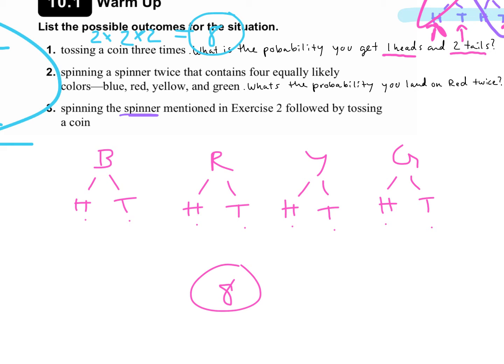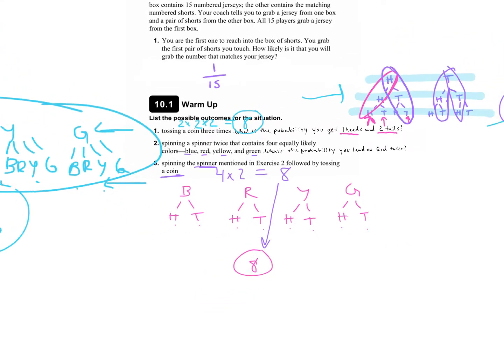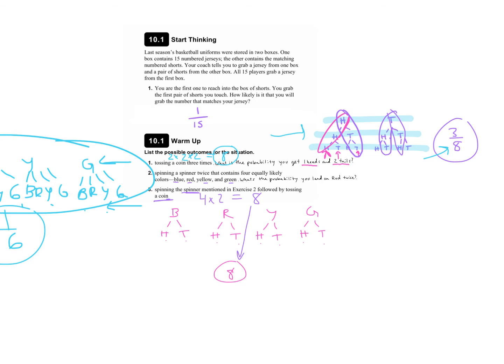Another way we could have done this one is spinning the spinner. We have 4 different outcomes. It could be blue, red, yellow, or green, so 4. Tossing a coin, we have 2 different outcomes, heads or tails. So 4 times 2 would be 8. So 8 possible outcomes. Same thing, just 2 different ways of doing it. Again, the answer in the answer key is a little bit different because I had that one as spinning the spinner twice, but I think we're only supposed to spin it once. Let's go to the next page.